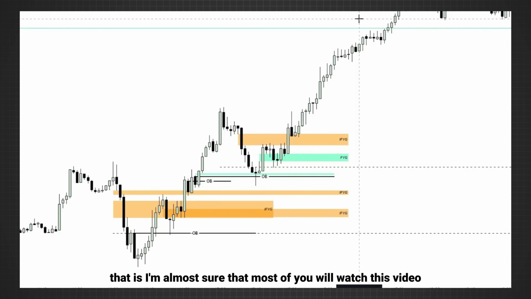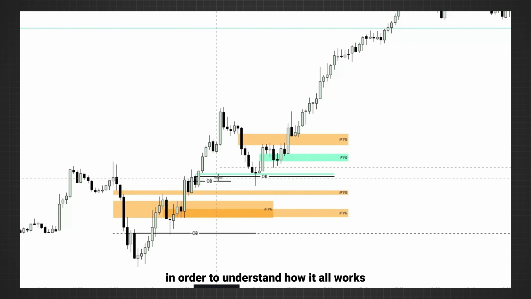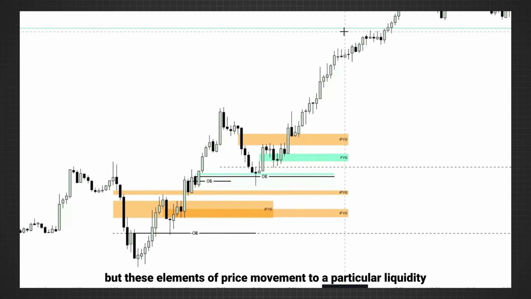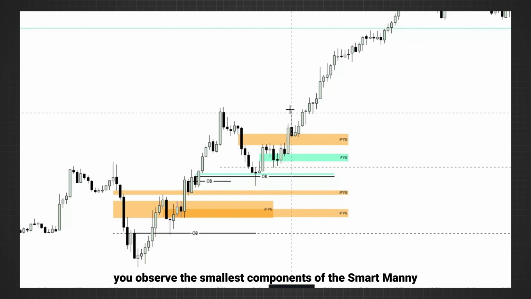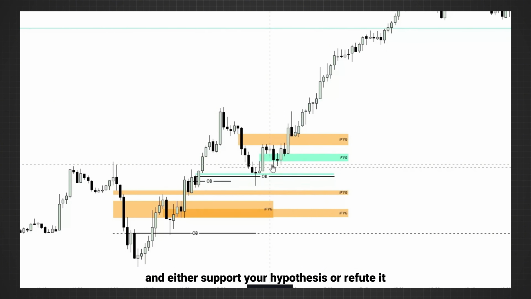That is, I'm almost sure that most of you will watch this video and immediately run to the demo account to check it all out. But before that, you need to spend a long time, really months, on it. But in fact, a number of months is not such a big price to pay in order to understand how it all works. These elements of price movement to a particular liquidity are the order flow. That is, you observe the smallest components of the smart money and either support your hypothesis or refute it.